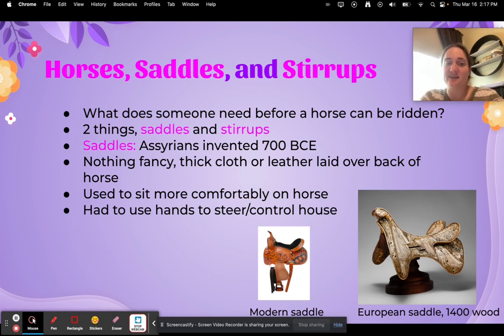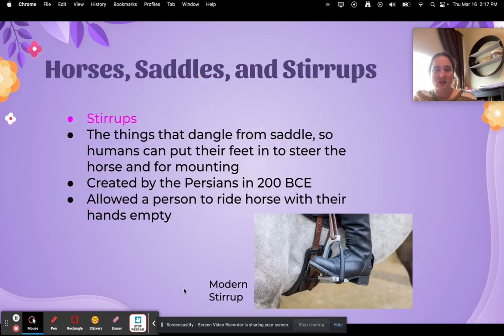And saddles back in Assyrian times were nothing fancy like we have today. They were usually just a thick cloth or piece of leather laid over the back of the horse. It was simply used to sit more comfortably on the horse, and the rider still had to use their hands to steer and control the horse at this time. So it was a little inefficient to use for warfare in the early ancient era.